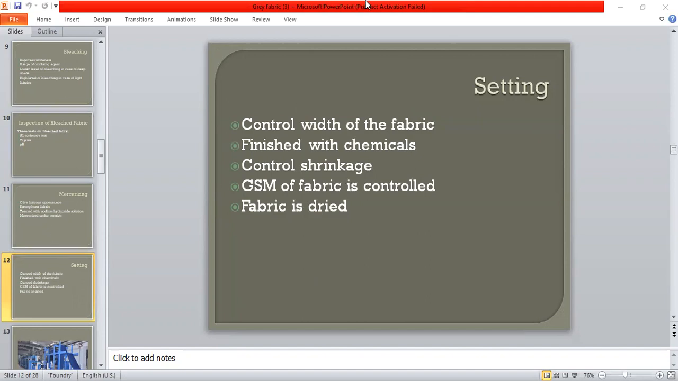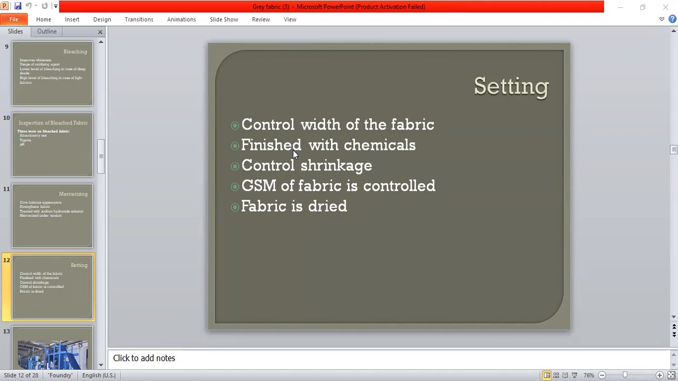Okay, tell me students what I told you about the setting. In the last lecture, I explained a little bit about setting. So tell me, what is setting? Means if there is any defect in the fabric, fixing it. Right. Ma'am, if there is a problem in its length, like it is in an uneven shape, correcting that. To control the width of the fabric. Yes ma'am. In setting, it controls the width of the fabric.